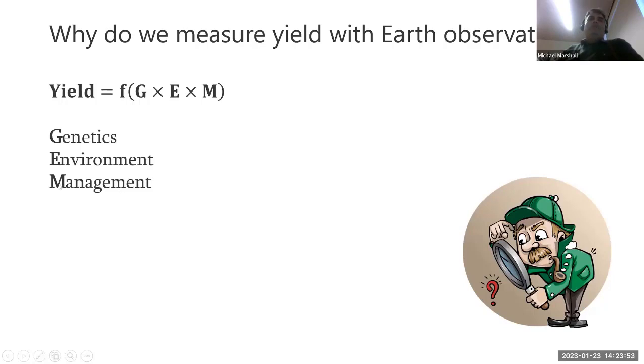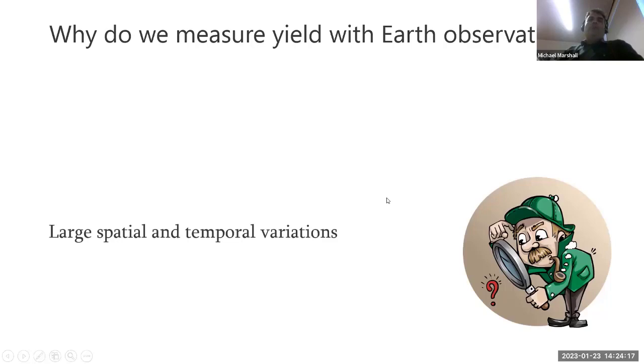Management goes a bit further, also dealing with, say, fertilizer application, tillage, no-till, and residue management. So all of these factors combined give you an estimate of yield. Of course, with remote sensing, we're primarily focused on the environment and genetics, but with the approach I talked about today, we can also indirectly deal with management as well.